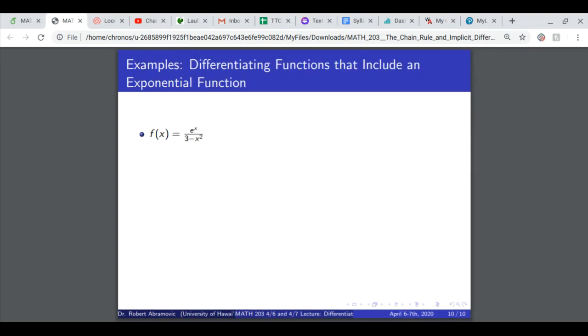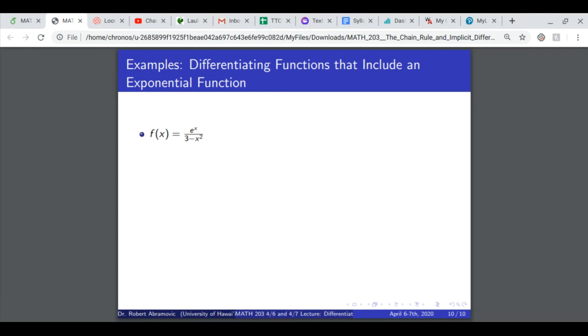Here are some examples. Now that we have another rule of differentiation under our belt, the derivative of e to the x is e to the x, we can combine that with the quotient rule and the product rule, and next lecture also the chain rule.